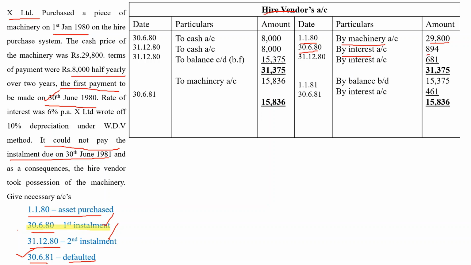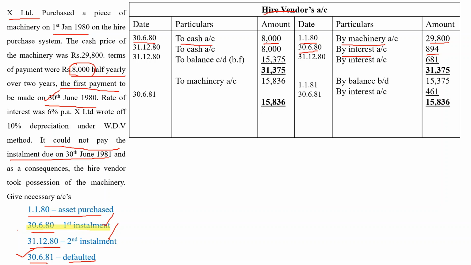And in the amount column, I am writing the first installment interest amount. Once the interest becomes due, we will make the payment on the same day. On 30/6/80, we are making payment. First installment amount we are paying. See, the installment amount is 8,000 rupees. It is given in the question. We are writing it in the amount column.